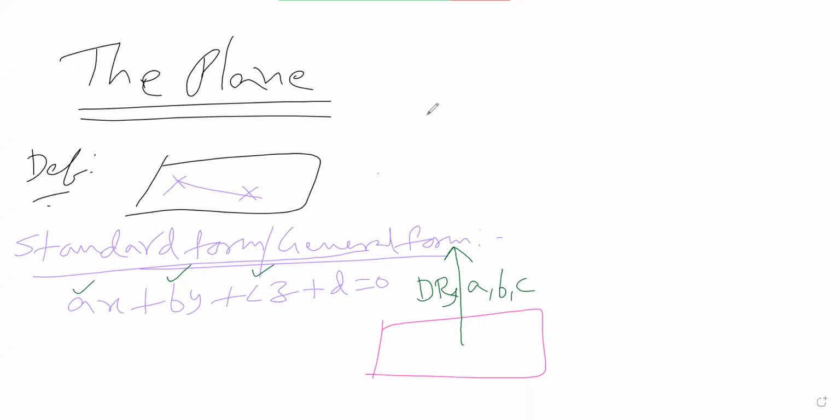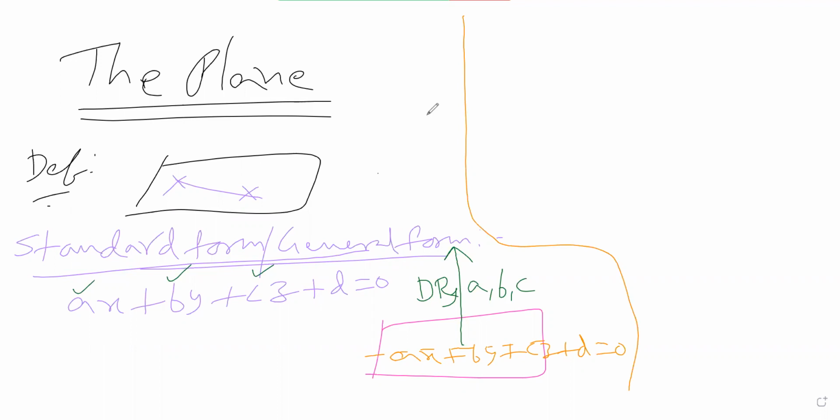This is my plane equation, ax + by + cz + d = 0. Whenever we write the plane equation, the coefficients A, B, C represent the direction ratios of the normal to the plane. That is a very important and fundamental property. Now we are going to write the one-point form of the plane.